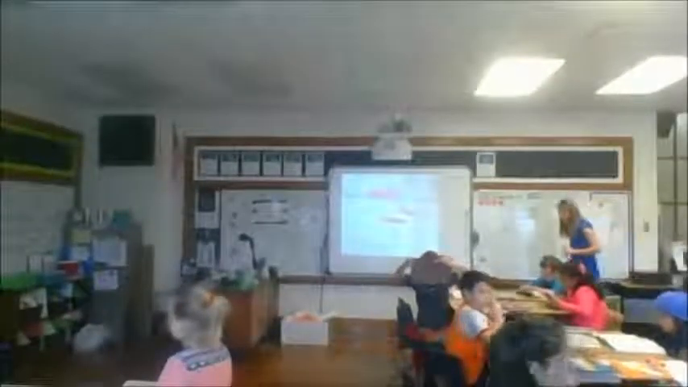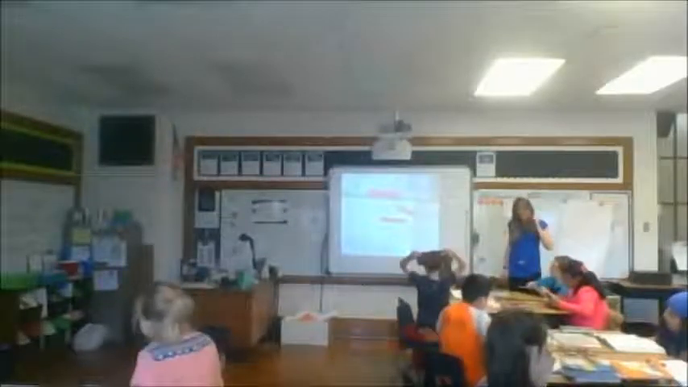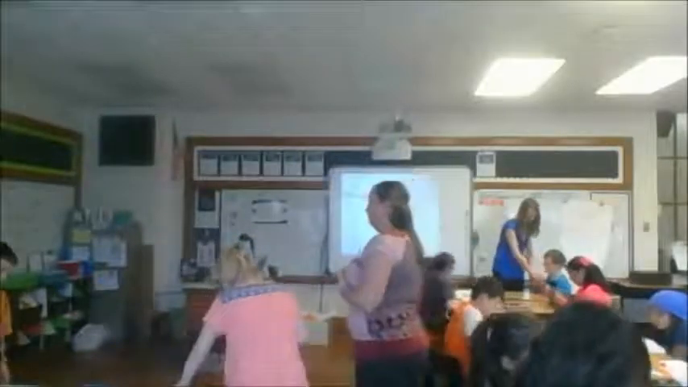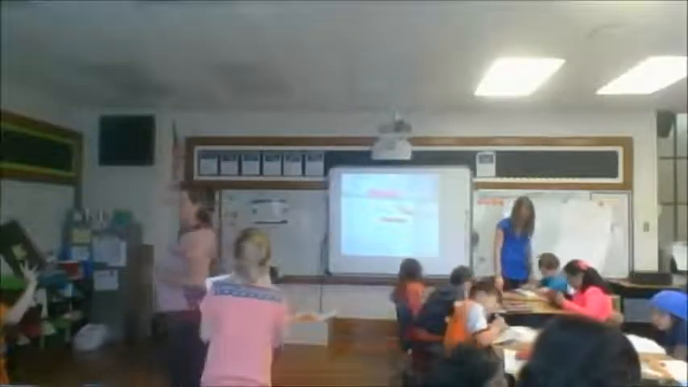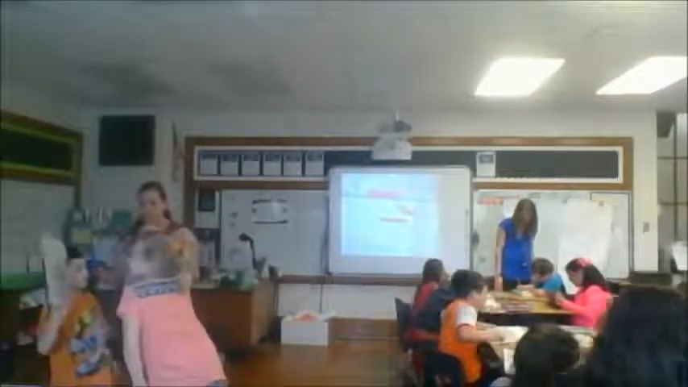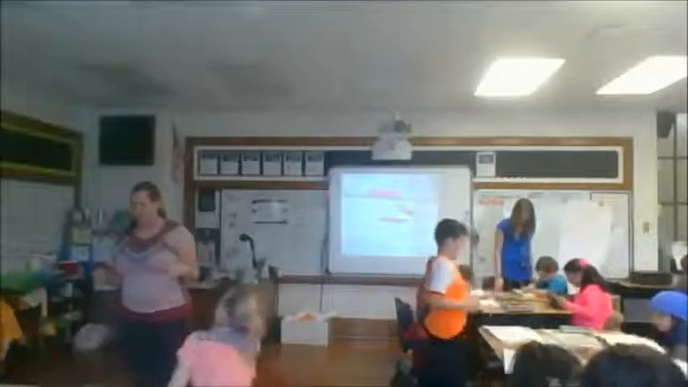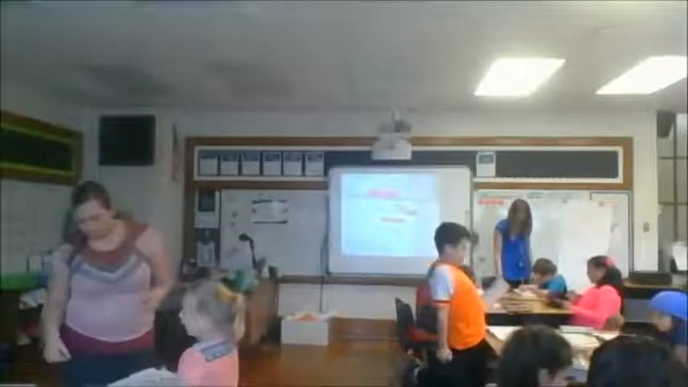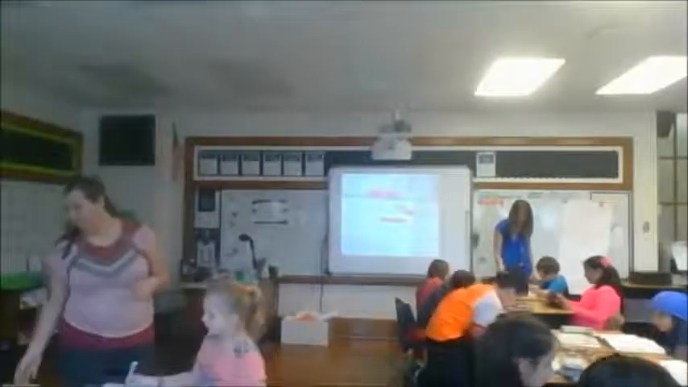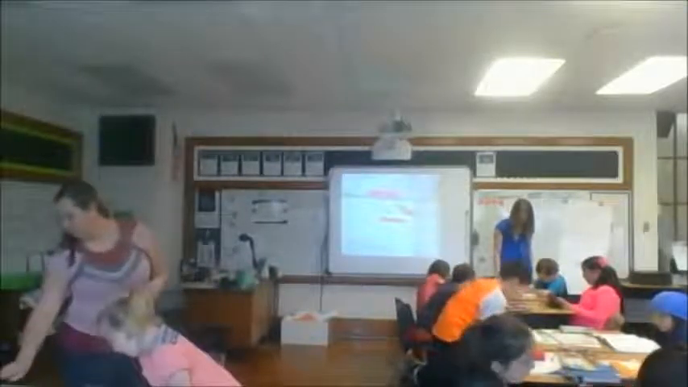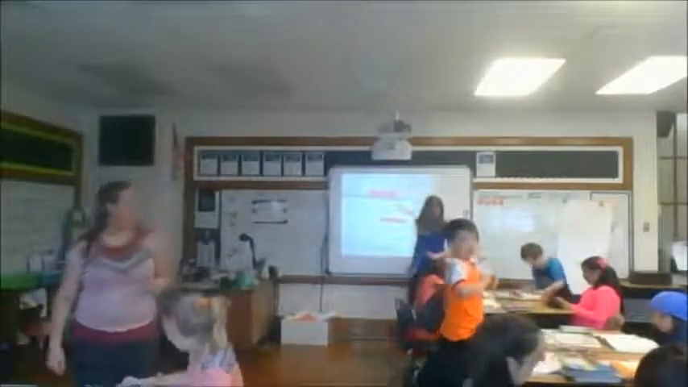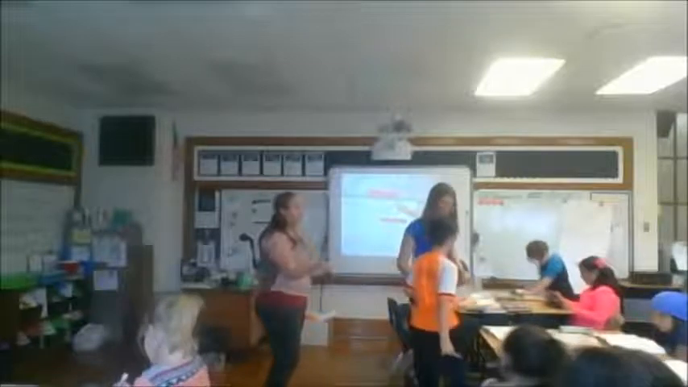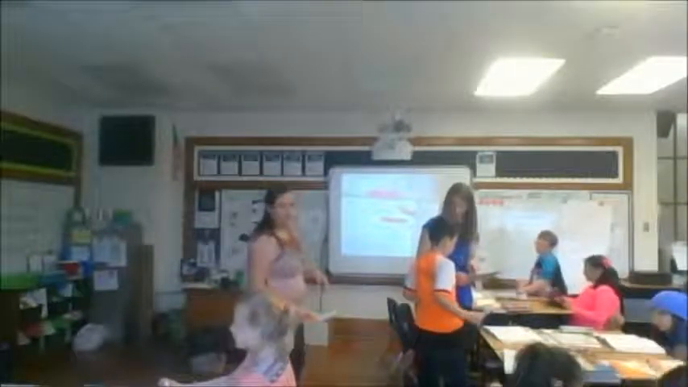Are you sharing with each other? Did you use your fraction strips to help you? Why don't you both look at your fraction strips that you have? Okay, stand up. If you didn't use your fraction strips to help you, I want you to go back and use them.